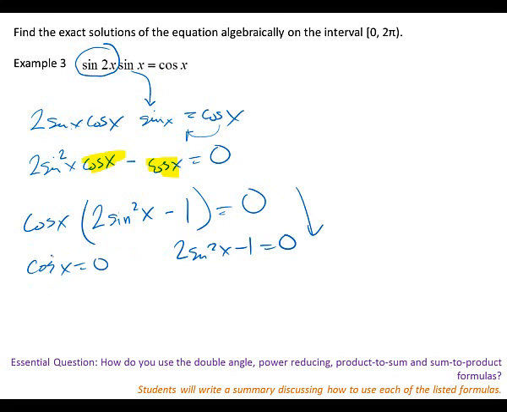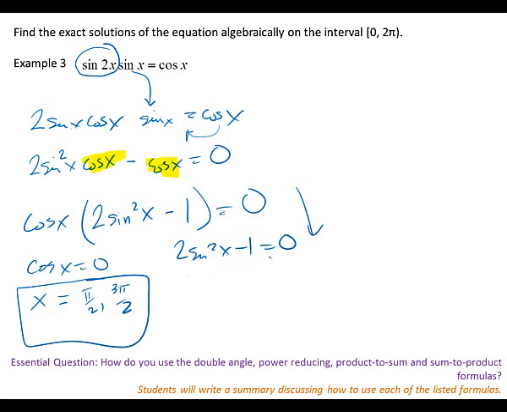So where on the unit circle does the cosine equal 0? Yeah, we just did it, right? Pi over 2 and 3 pi over 2. So there's some of my answer right there. All right, what do we have to solve this one a little bit more.